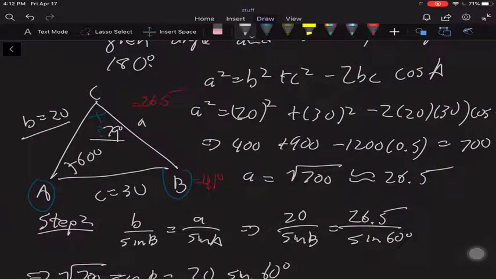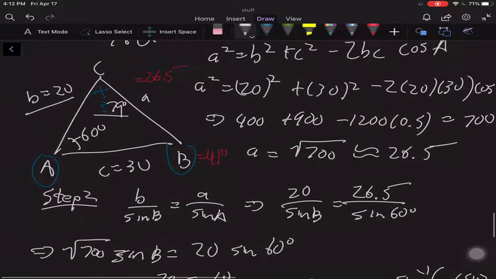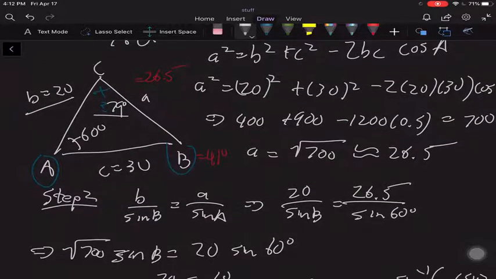We now have our three angles. A is equal to 60 degrees, B is equal to 41 degrees, C is equal to 79 degrees. We have all three sides. A is equal to 26.5, B is equal to 20, and then C is equal to 30.